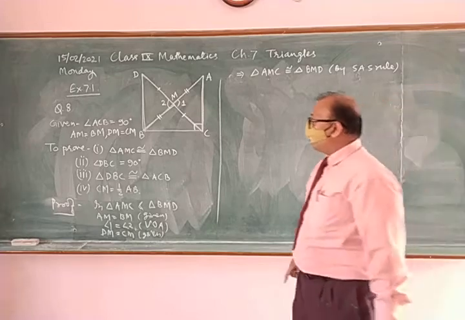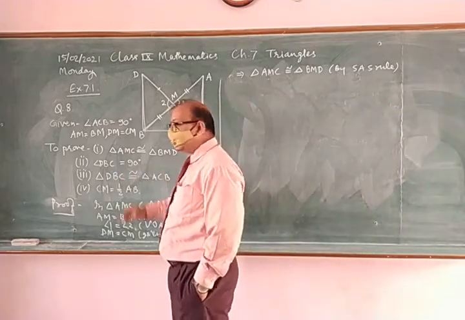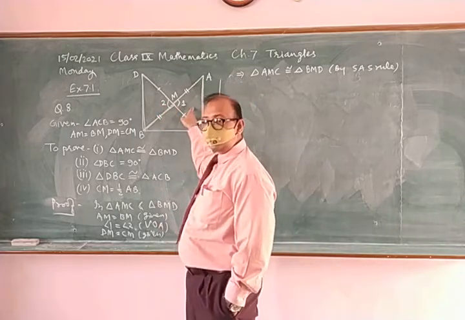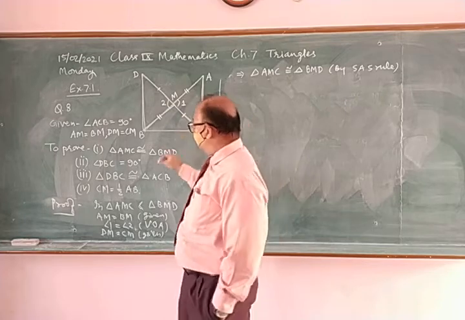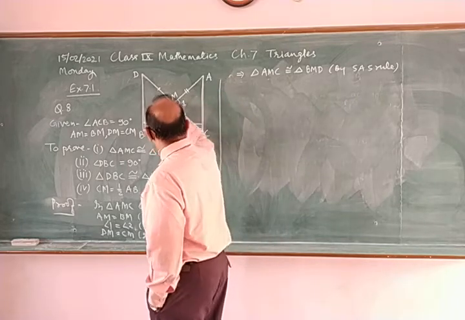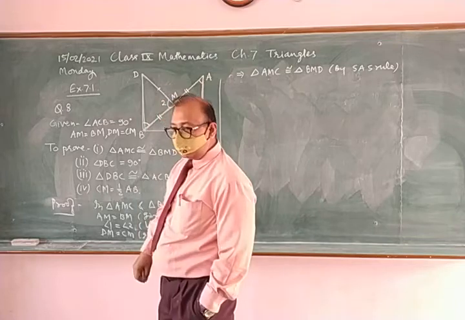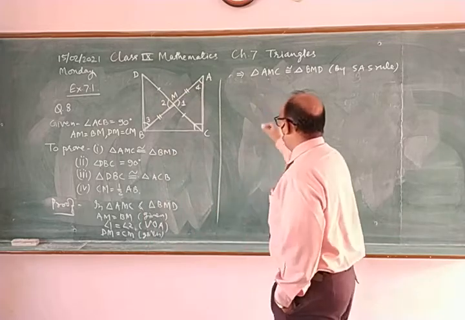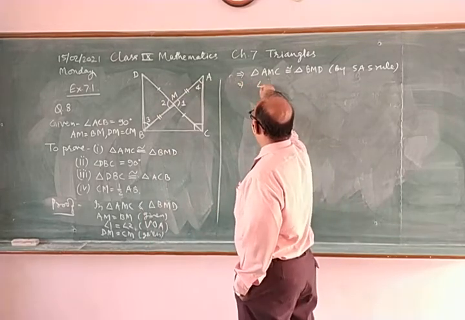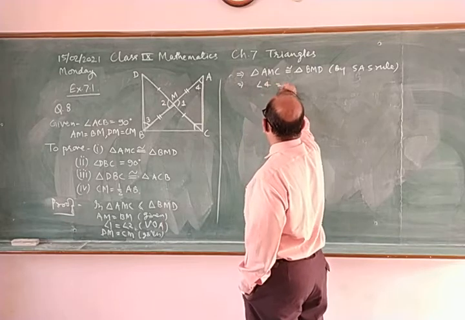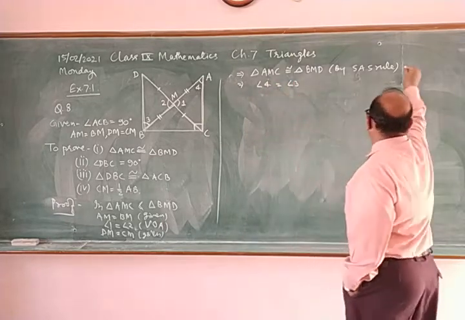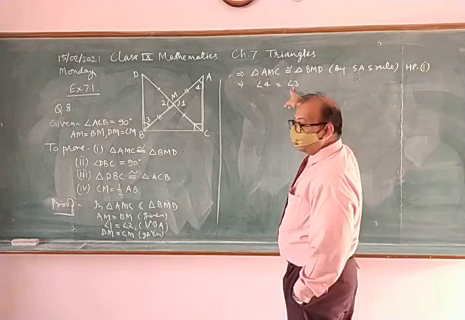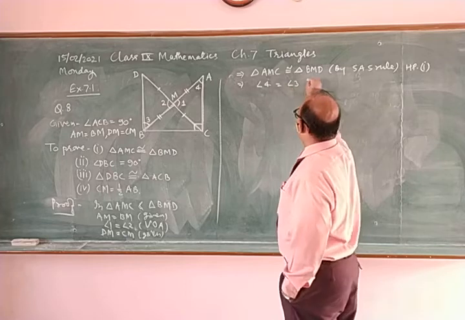Now, second, we have to prove that angle DBC is 90 degrees. Now you see that these two triangles are congruent, so this angle and this angle are equal. Let us give them numbers 3 and 4. Angle 4 is equal to angle 3. This has proved the first part. Angle 4 is equal to angle 3 by CPCT.